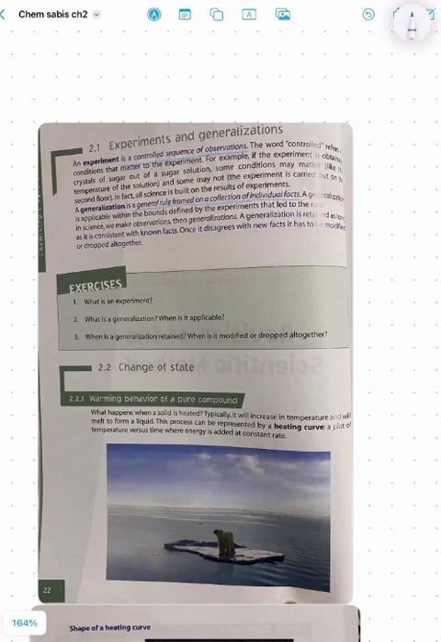Okay, so when is a generalization applicable? You can apply it within the bounds defined by the experiments that led to this rule. So if it is connected to the experiment itself, then it will be applicable.